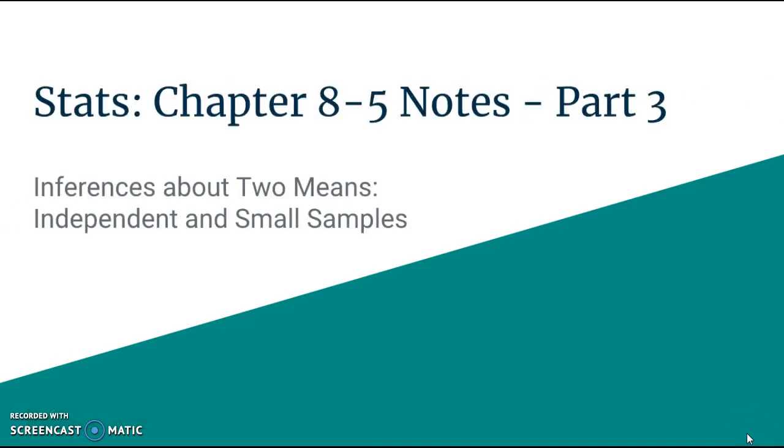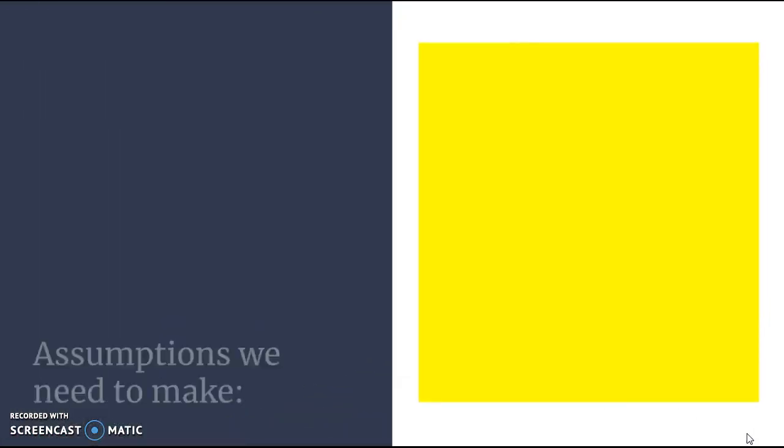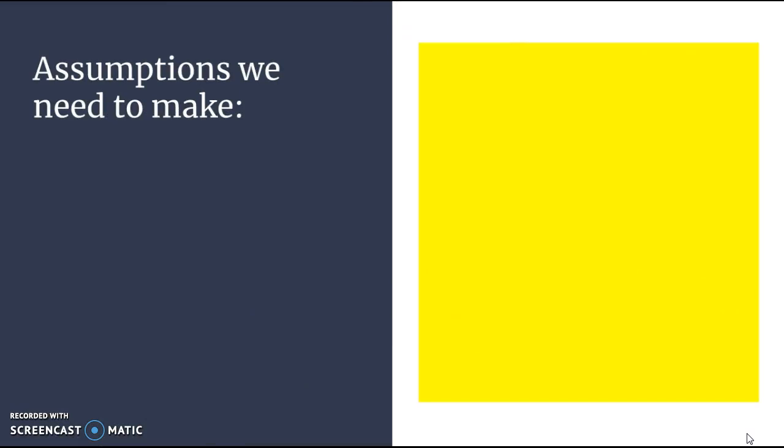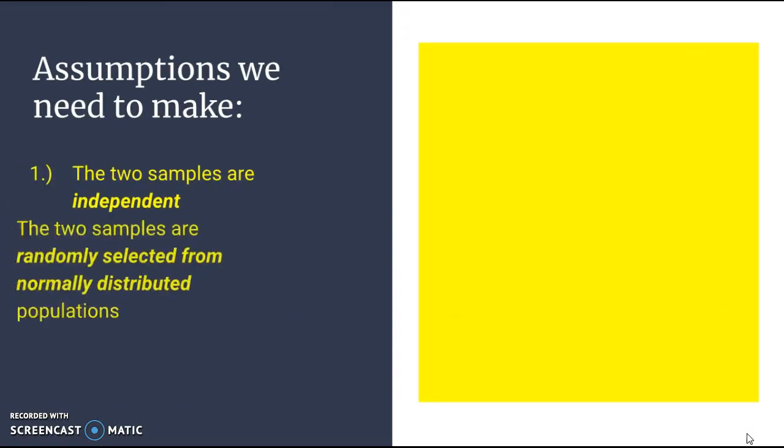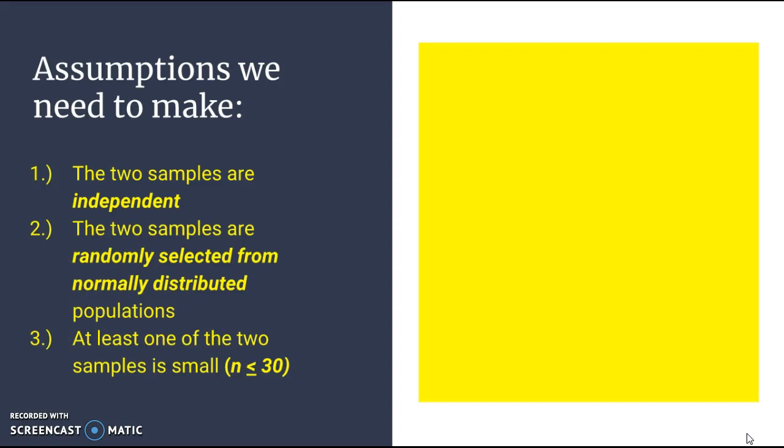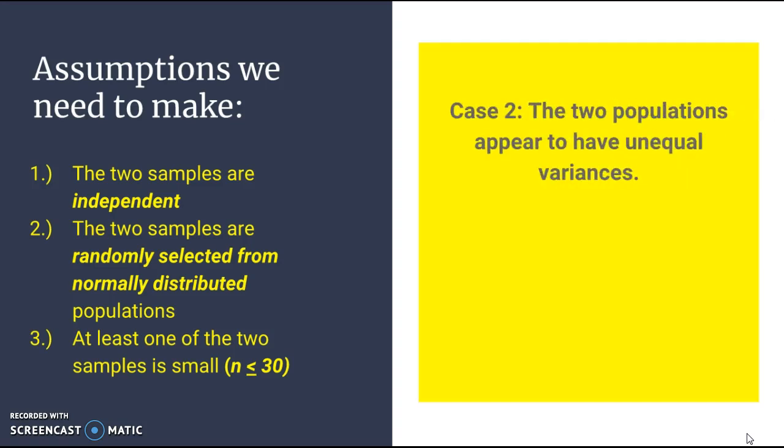We're finally on to the third part, which is going to be the last part that we have in this section. The assumptions that we need to make have been the same for all two parts previous to this. Samples are independent, they're small, which means they're less than or equal to 30, and they are normally distributed. The difference here when we use case 2 is that the populations are going to appear to have unequal variances.